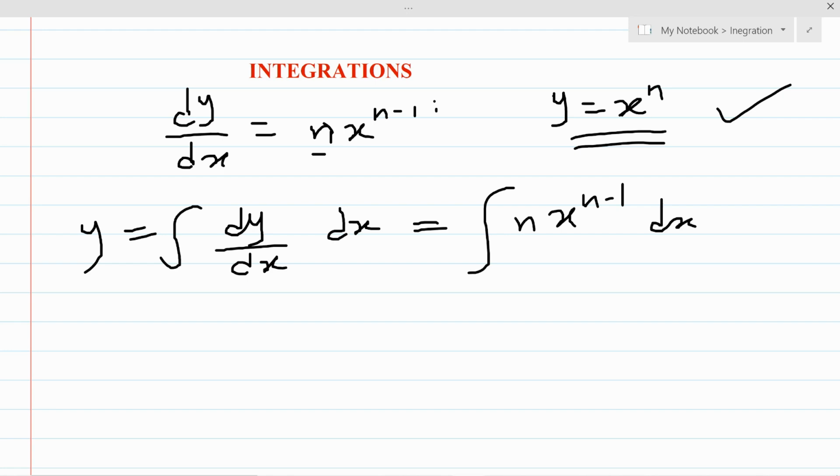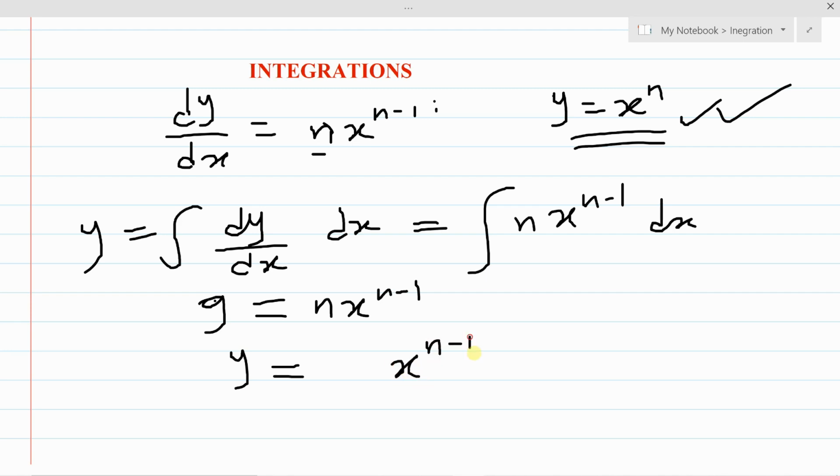So for differentiation we subtracted 1 from the power n. Now for integration you have to do the reciprocal of it. So for integration, your dy/dx, let's call it g, is equal to n x to the power n minus 1. If I want to get my function back, I have to do the reciprocal of the things we did for differentiation. What I mean is that for differentiation we subtracted 1 from the power. Now the reciprocal of minus 1 is plus 1. So to get our function y back, we just add 1 to the power, so n minus 1 plus 1.